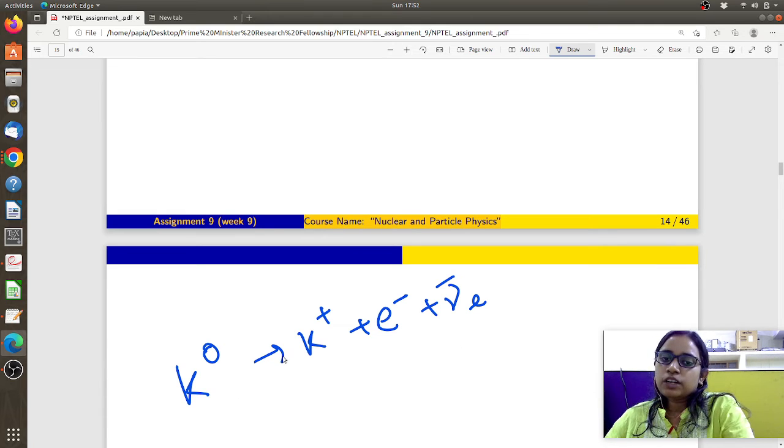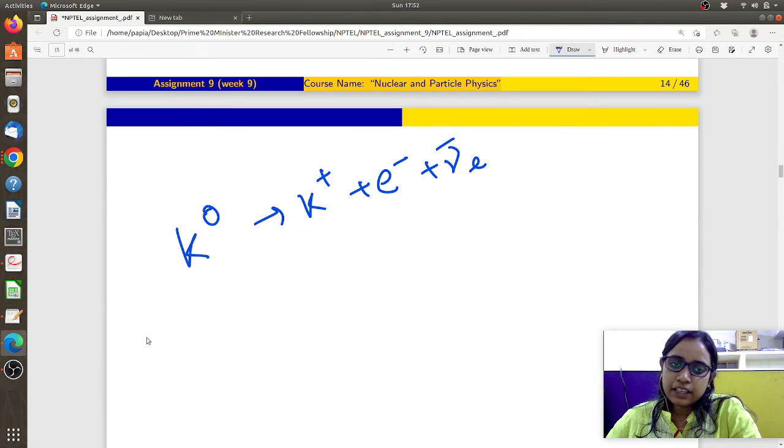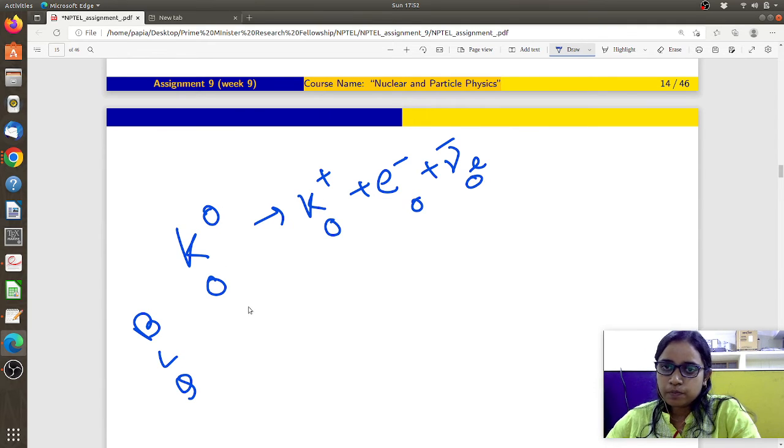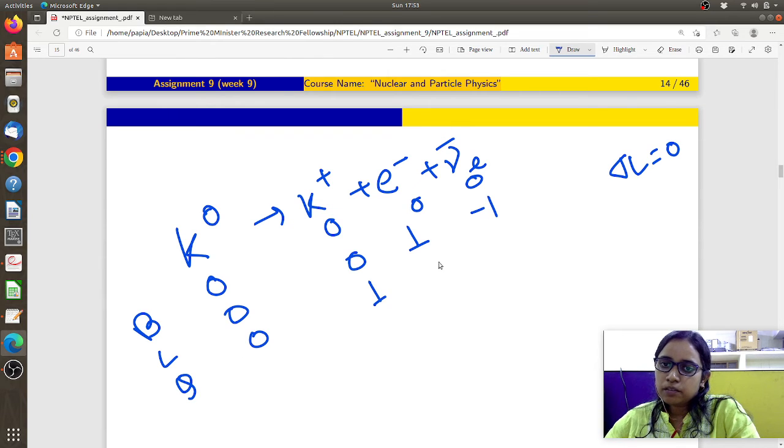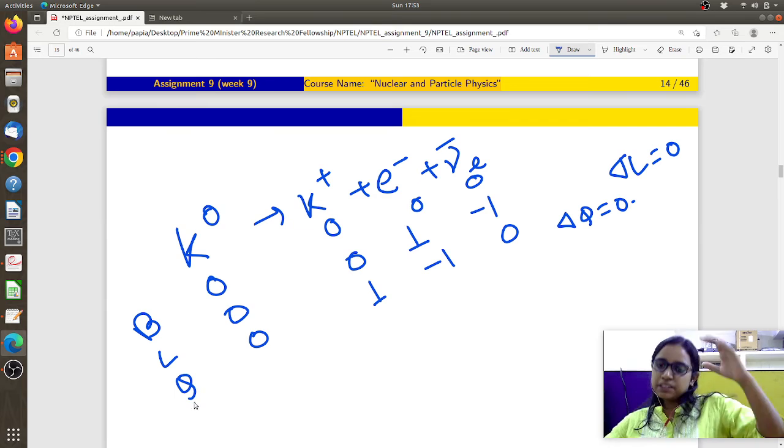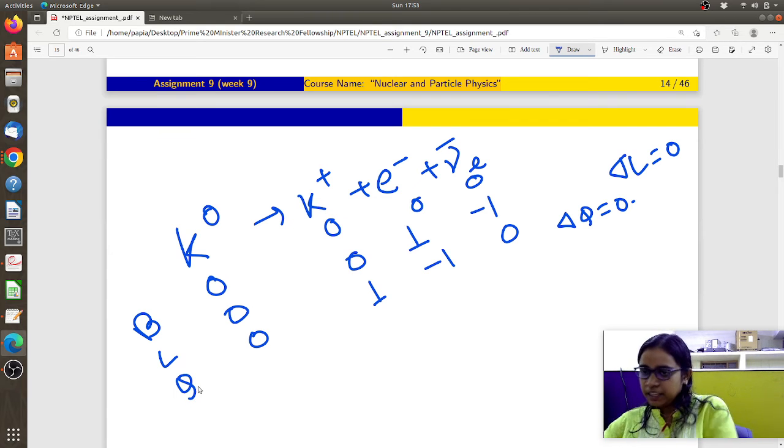So at first what should I mention here? The B, L and Q. So B is 0, 0, 0, 0. L is 0, 0, +1, -1. That means delta L is 0 here. Q is 0, 1, -1, 0. So delta Q is 0. Fine. So that means B, L, Q all are conserved here, which means this nuclear reaction is allowed.